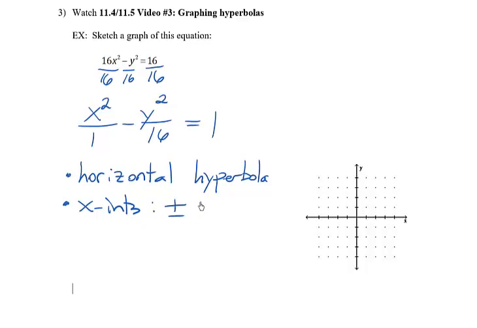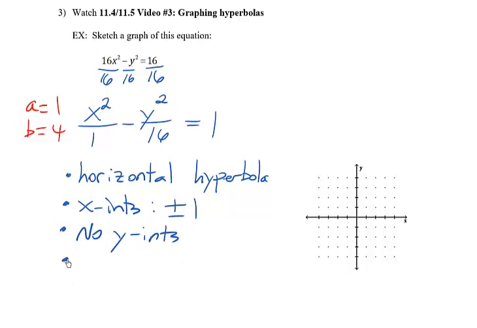Maybe it'd be a good idea to jot down our a and b here. A is the square root of the number underneath the x squared, namely 1. B is the square root of the number underneath the y squared. In this case, that would be 4, since 4 times 4 makes 16. The x-intercepts always occur at plus or minus a. So in this case, that's plus or minus 1. There are no y-intercepts for a horizontal hyperbola, so I don't have to worry about those.